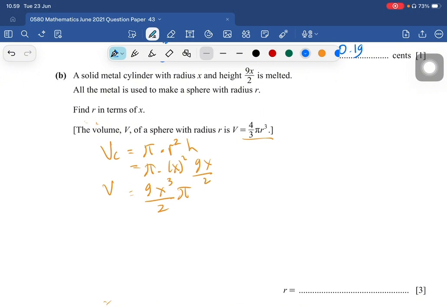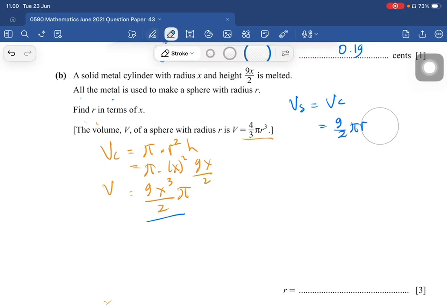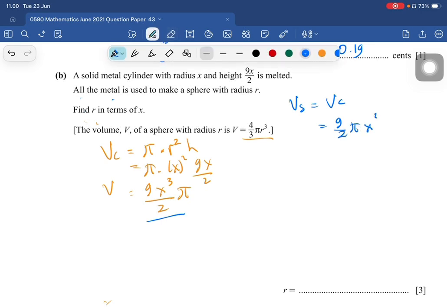So as all the metal is used to make a sphere, they are equal. So the volume of the sphere equals the volume of the cylinder. The volume of the cylinder we got from here: 9 over 2 pi r x cubed, and the volume of the sphere is 4 over 3 pi r cubed. Okay, we can solve it.